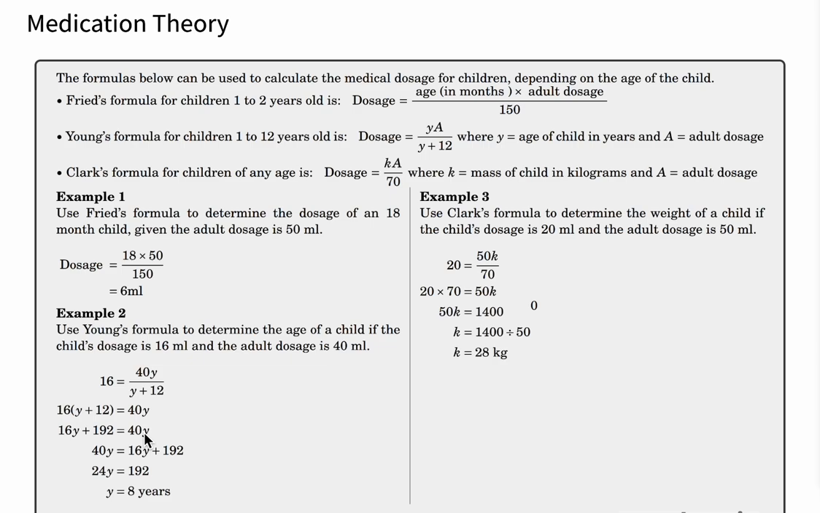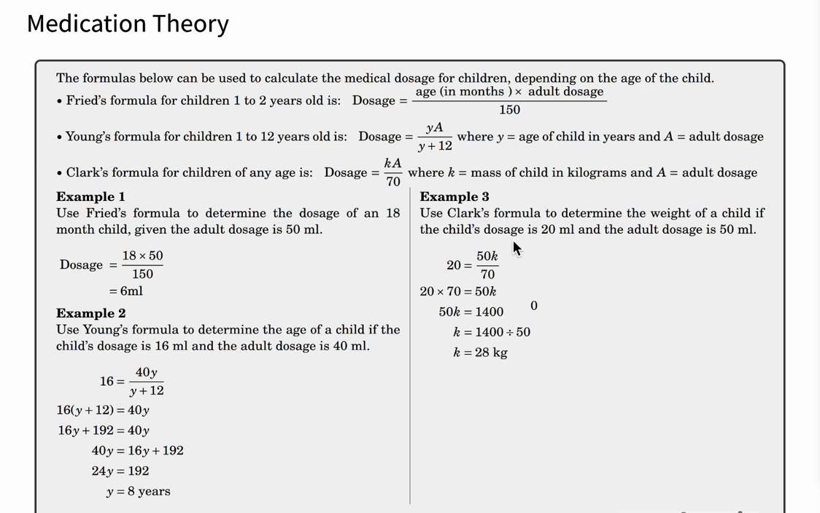And then I would flip this, to make this side come to this side, and switch this part to the other side. Then you would group your like terms. So 40y and 16y are like terms, but since 16y is on the other side, you would actually do minus 16y. So 40 minus 16, 24y equals 192, and you divide both sides by 24, you get the answer as 8 years. So for an 8-year-old child, you would give 16 ml.